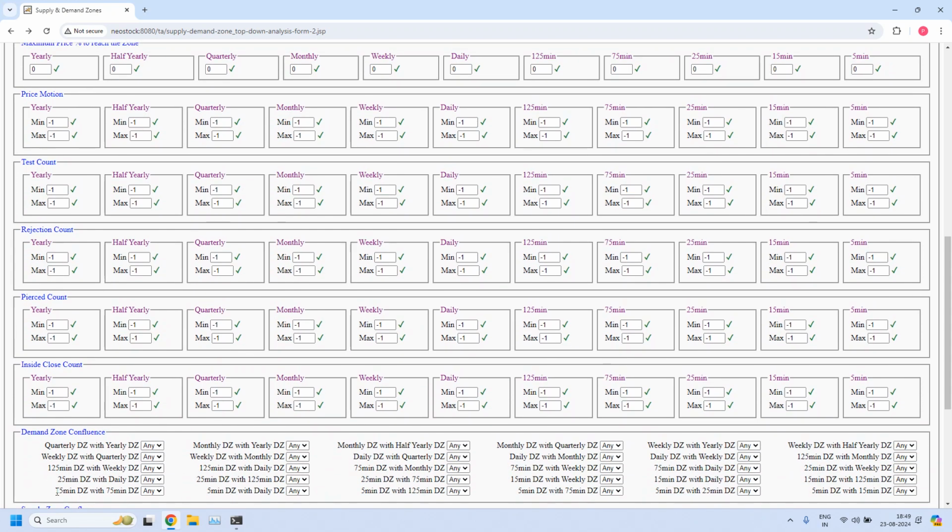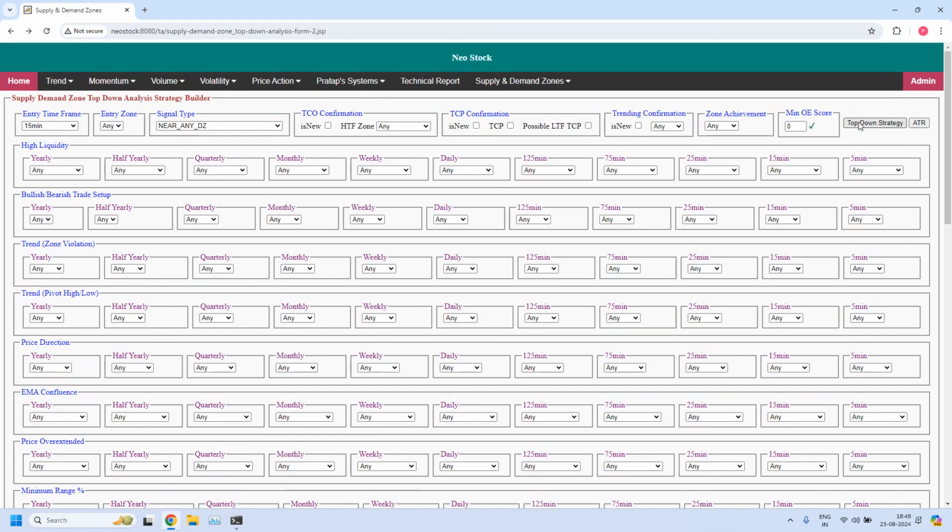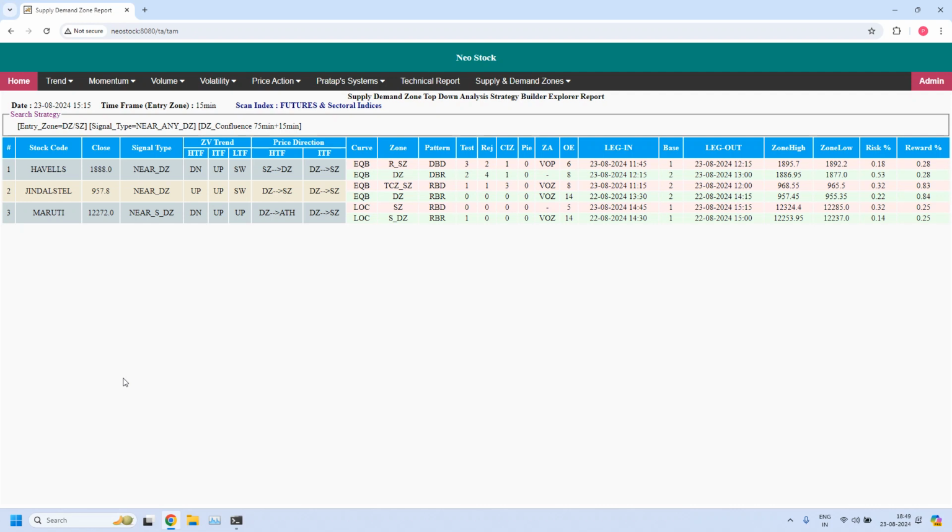So I am enabling 15 minutes and 75 minutes demand zone. It's enabled. Let's filter the stocks. So these 3 stocks are having demand zone confluence. In that, Maruti is having a high liquidity zone. Jindal Steel is a fresh zone, but it is not a high liquidity zone, just a fresh zone. And the odd and hands score is 14 and 14, each of them.